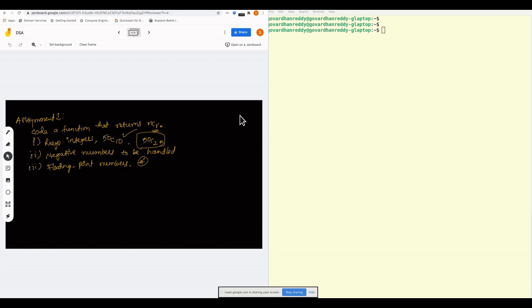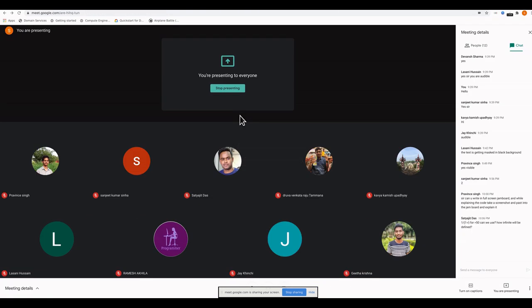Yeah, this is about nCr. Any doubts so far? Anybody? Can you write in full screen Jamboard while explaining? The Jamboard looks small. Greater than 50, can we use define?